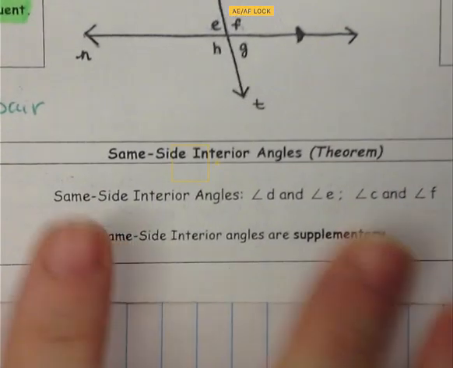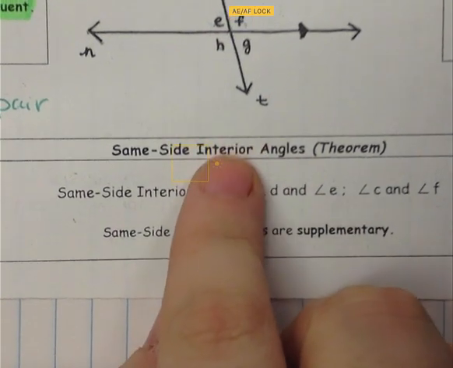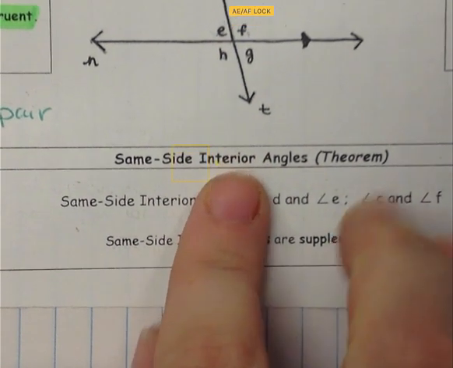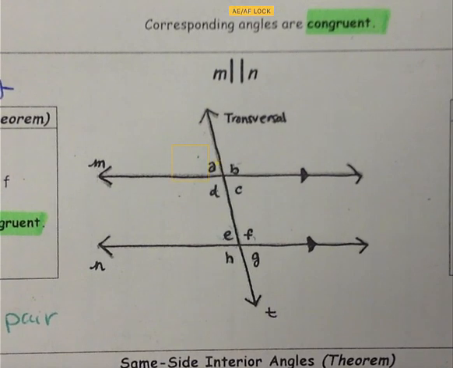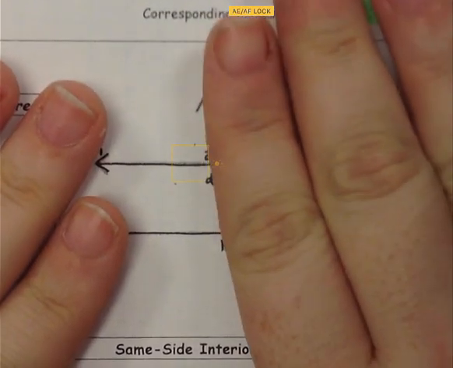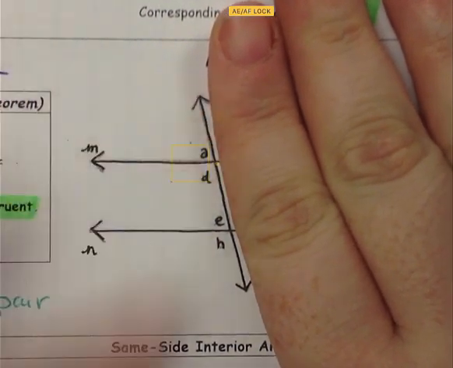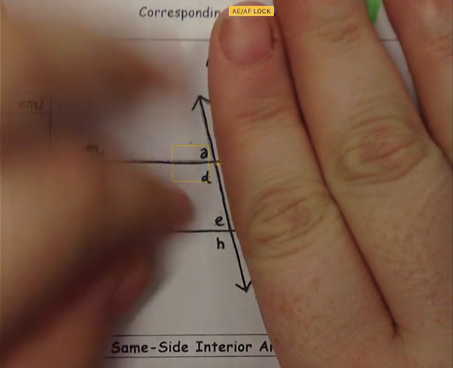That's when we come down to same side interior angles. This time we're talking about the word same side. It means they're on the same side of the transversal. Interior angles. Interior, so they have to be between the parallel lines. So going back to same side, that means we're going to focus on just one side of the transversal. So I'll just focus on the left-hand side. And then they have to be inside the parallel lines, so it has to be in between here.